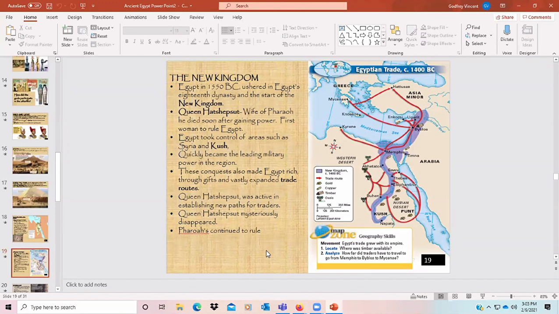And under her rule, she expanded trade routes, the red line, to all over. She traded as far as Greece, this region here. She went to Asia Minor, India. And this is Arabia, right? She's trading in the Mediterranean world.